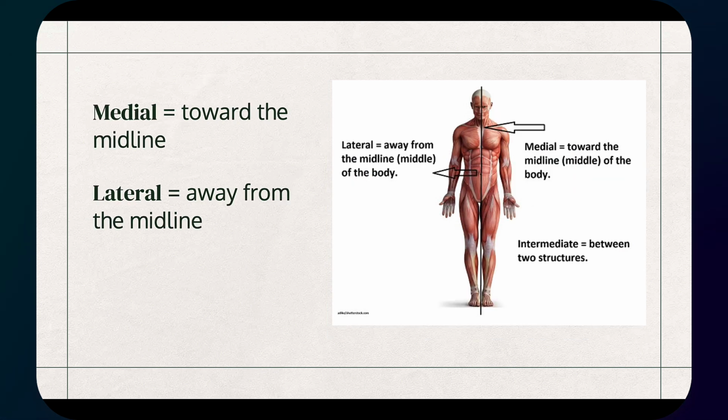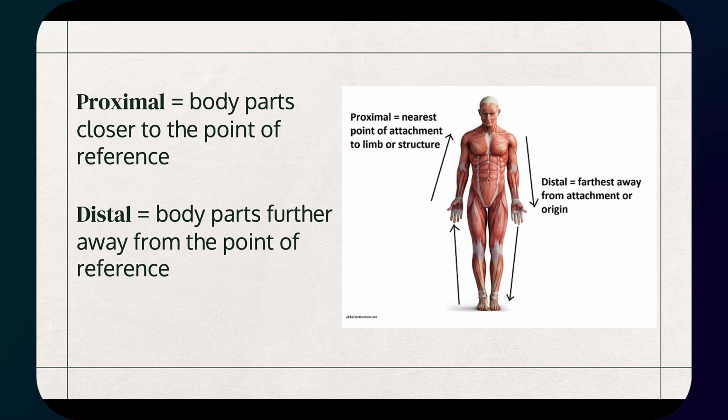Medial means toward the midline. So if we take a line and draw it right down the center of the body, medial is going to be closer to that midline than something else is, where lateral would be away from the midline. Proximal is body parts that are closer to the point of reference. Distal means the body parts are further away from the point of reference. Generally speaking, the point of reference for proximal and distal is where a limb attaches to the trunk of the body. Proximal and distal are generally only used when we're talking about arms and legs.